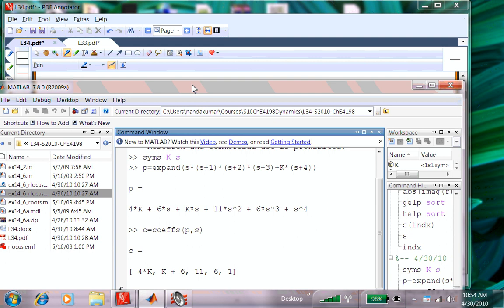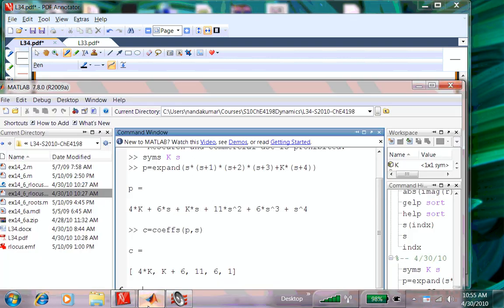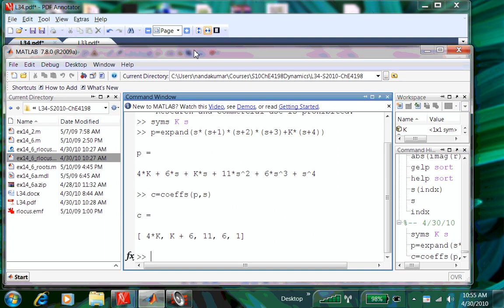It gives you the lowest term first, and then s, then s squared, s cubed, s to the power 4. Now you know the roots function, right? The roots function will take this and calculate the roots for you, but it requires the polynomial coefficients in the opposite order. So you search for another function, and there is one that flips it. It's called flip left to right, fliplr. Pass that C, and I want to save it in the same variable here.